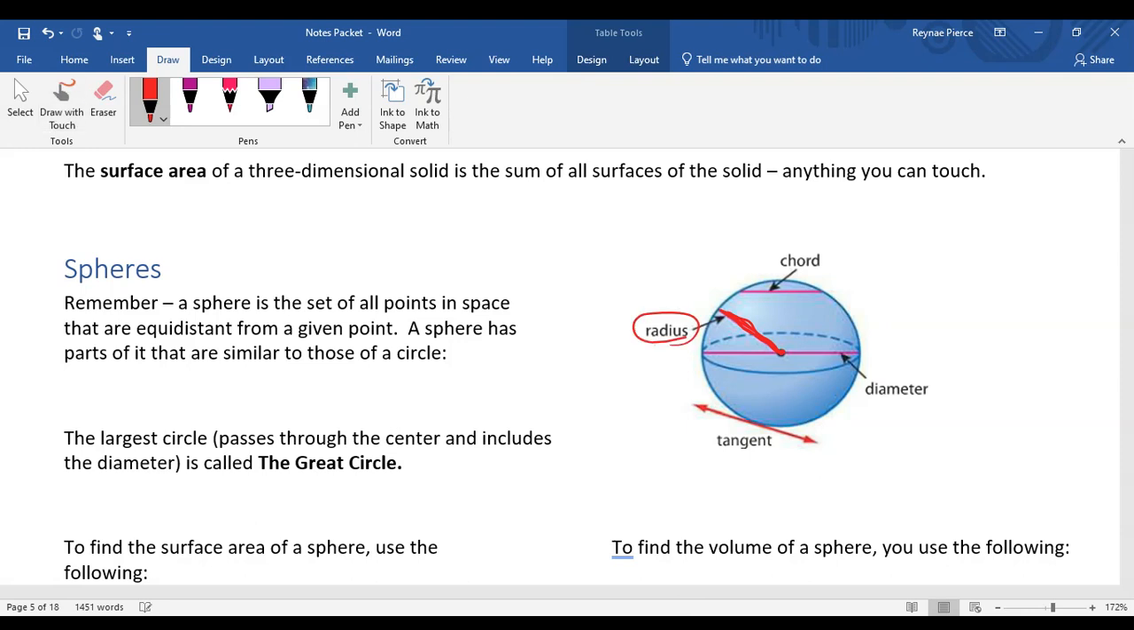We still have chords, we still have diameters, and we can still have tangents. But the really important one for surface area and volume is the radius.